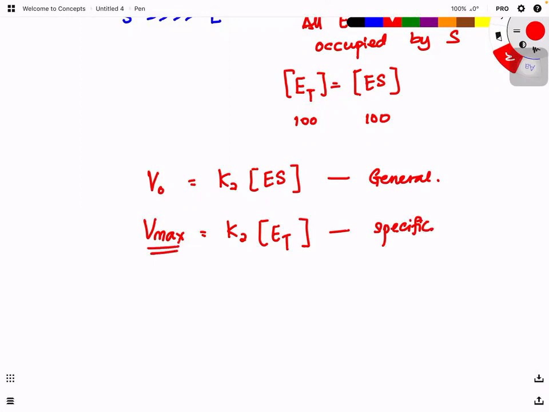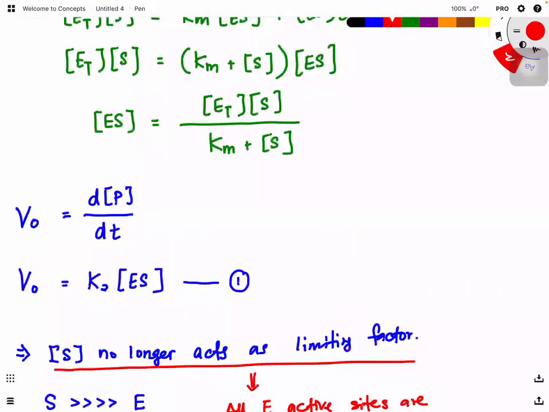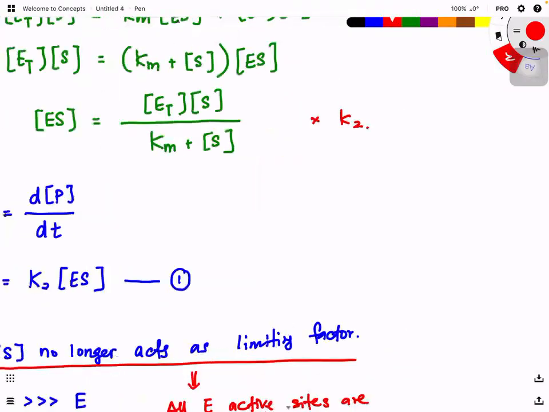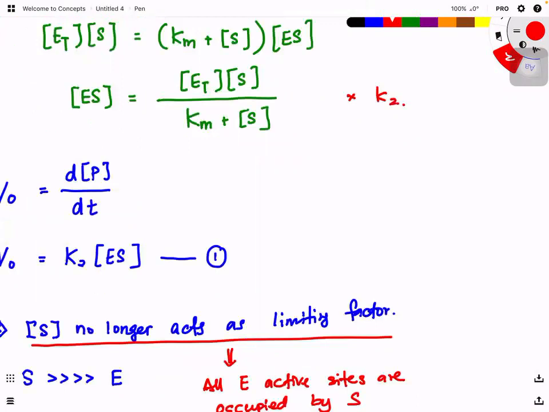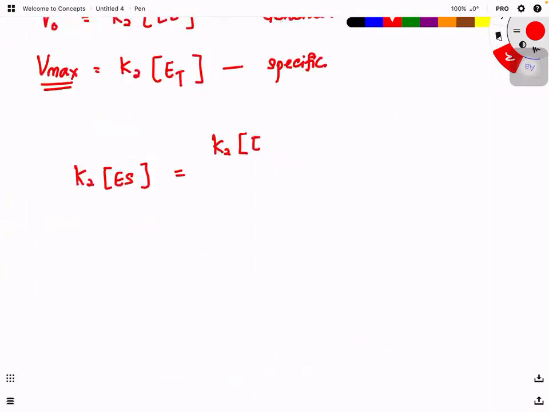Okay, so what we're going to do here is go back to this equation. So I multiply this equation with K2. If I multiply with K2, what are we going to have? K2 ES complex. Yeah. I'll tell you why I multiply K2. Then K2 ET plus substrate concentration divided by Km plus substrate concentration.